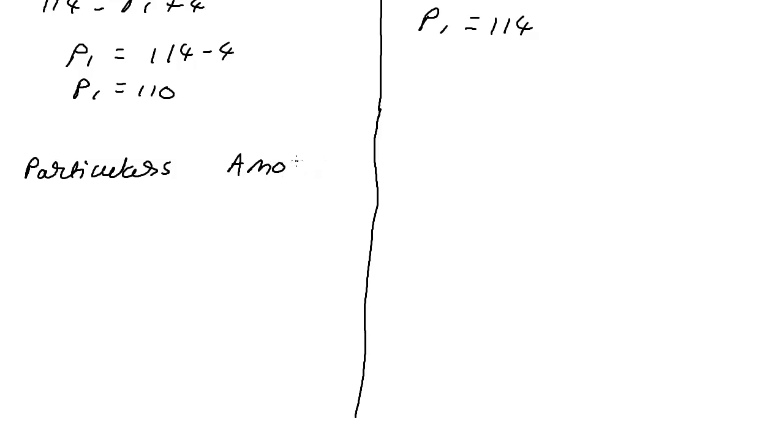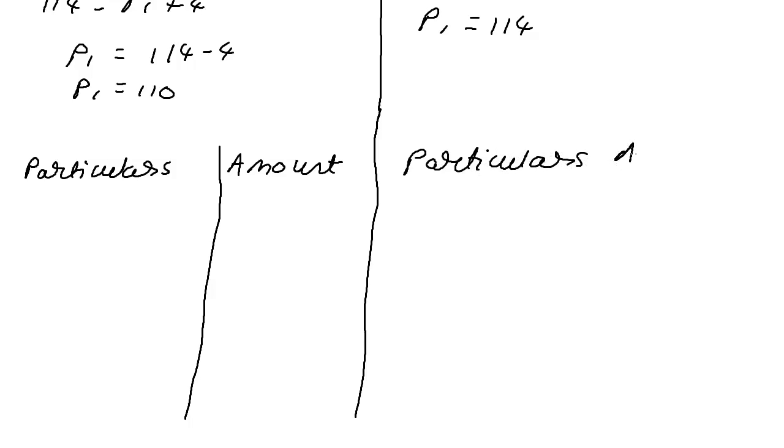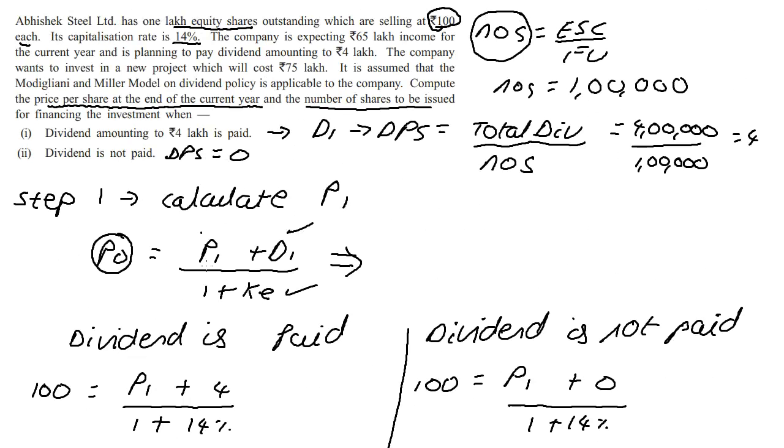Okay, and what ends up happening is you have to keep in mind how much is being earned. All right, so they've said that the company is expecting a 65 lakh income for the current year.